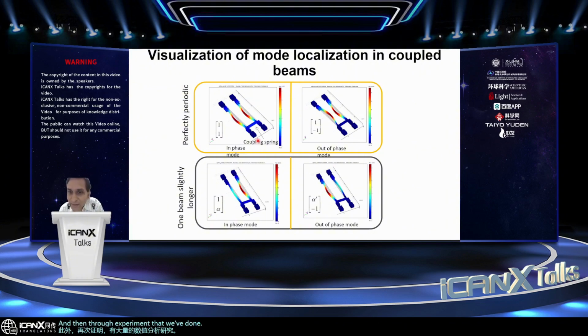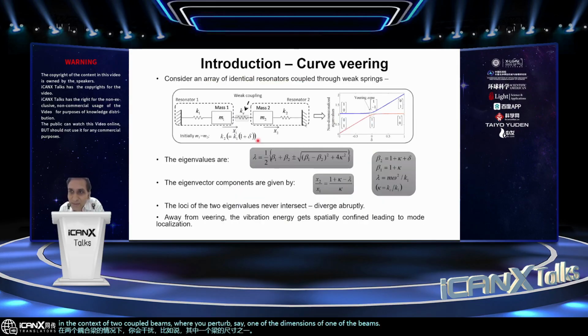So numerically, this can be studied as shown here in the context of two coupled beams, where you perturb, say, one of the dimensions of one of the beams. It can be looked at analytically. So one of the sister phenomena is that of eigenvalue curve veering, which had been studied quite a bit even at the MEMS scale around that time.